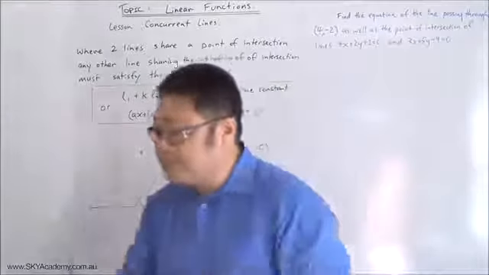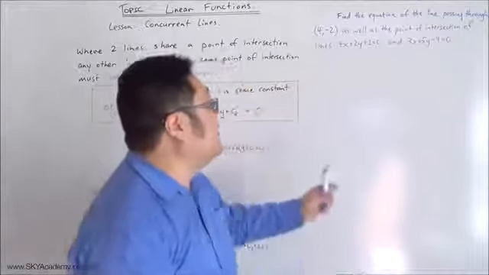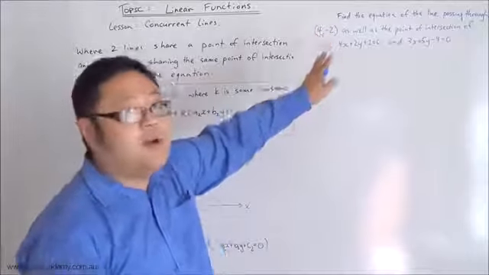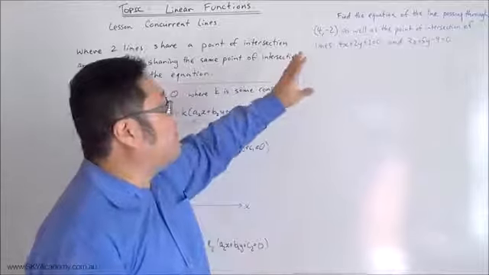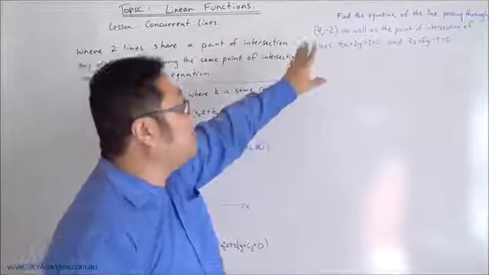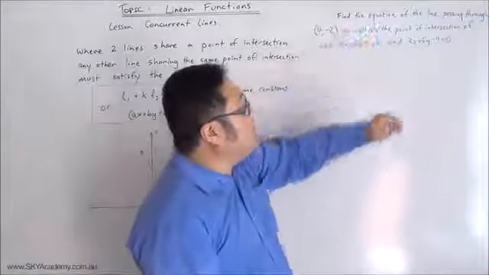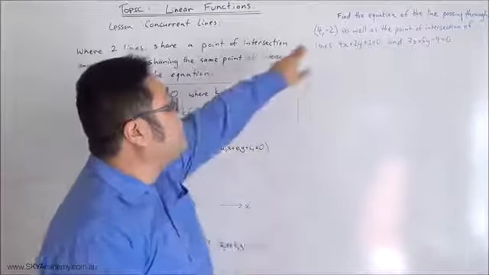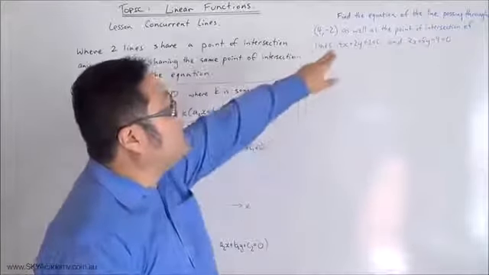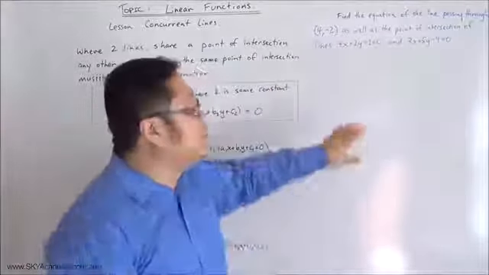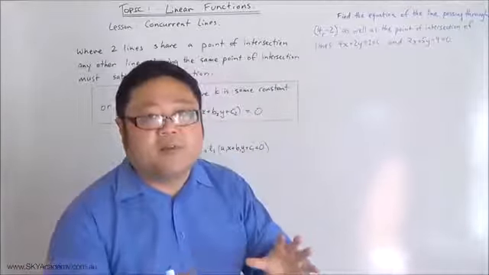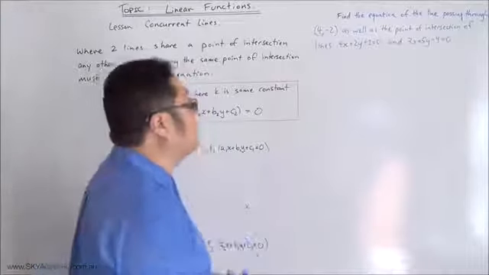Okay, good. So let's have a look at a question that might be a typical type of question on this topic. It says: find the equation of the line passing through (4, -2) as well as the point of intersection of this line and this line, and I should say in brackets, without finding the point of intersection. So we're going to do that without finding the point of intersection.